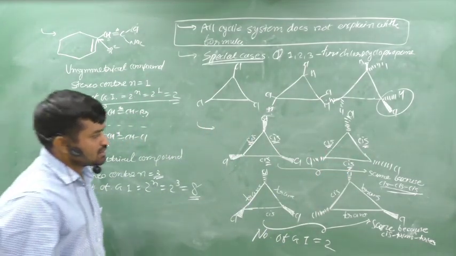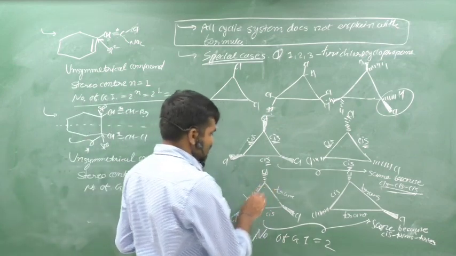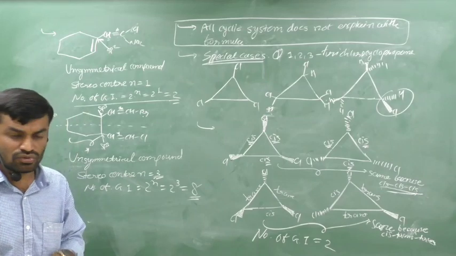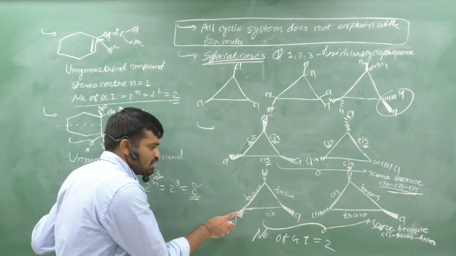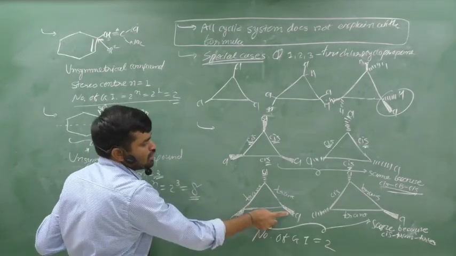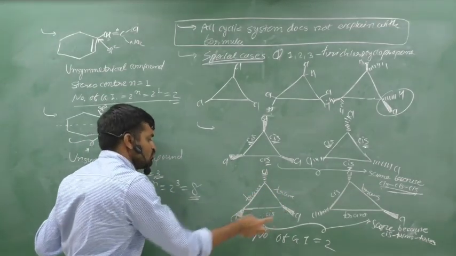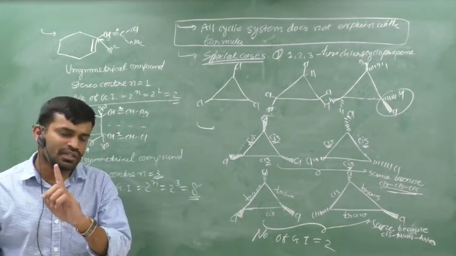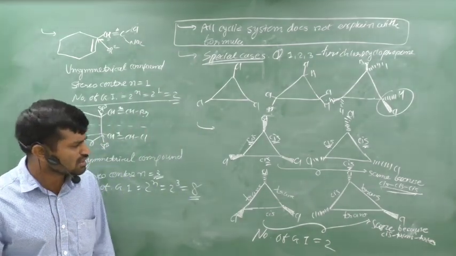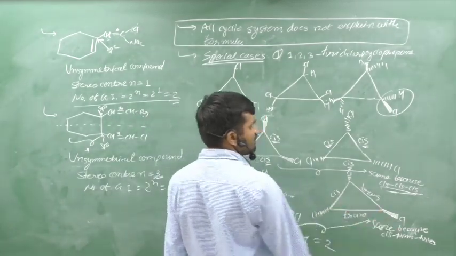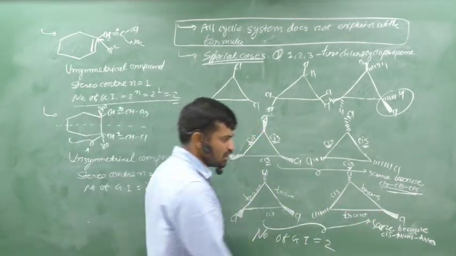Clear? Second possibility which we can think, only one chlorine is in a dash, two are in a wedge. Two chlorines are in a wedge. Therefore, this and these are trans because wedge and dash. These are also trans because wedge and dash, and these two are cis because wedge and wedge. And we can have second or third possibilities like that. Two chlorines are in a dash and one in a wedge. One in a wedge.